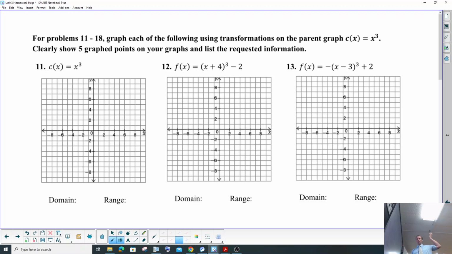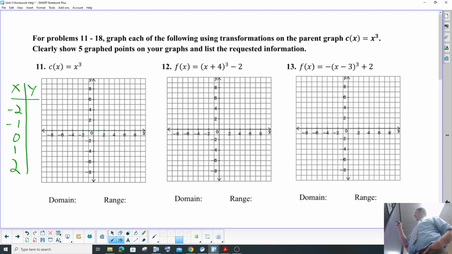Number 11 is our parent function. So in class, we learned that you can do an XY table. And so if we just choose maybe negative 2, negative 1, 0, 1, 2, you can graph the parent function. And now this is going to be to the third power. So negative 2 times negative 2 is a positive 4 times negative 2 is a negative 8. Then we get a negative 1 and a 0. 1 times 1 times 1 is 1. 2 times 2 is 4 times 2 is 8. And so we're going to go and graph those. So negative 2 down to negative 8.